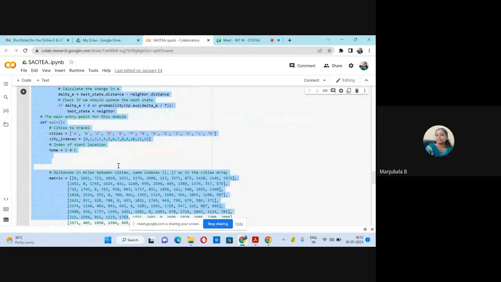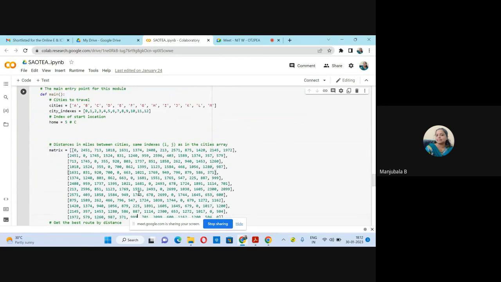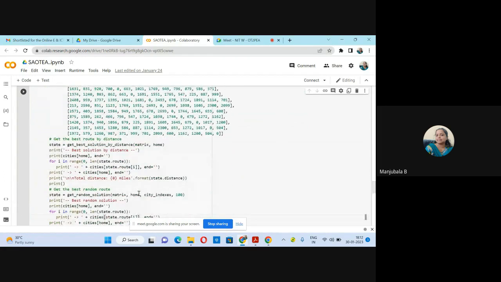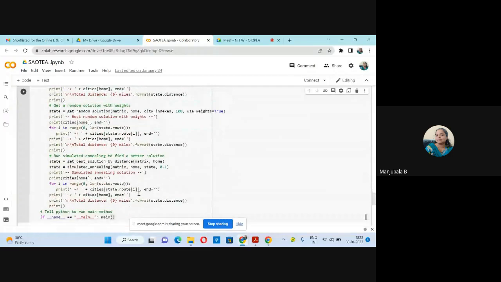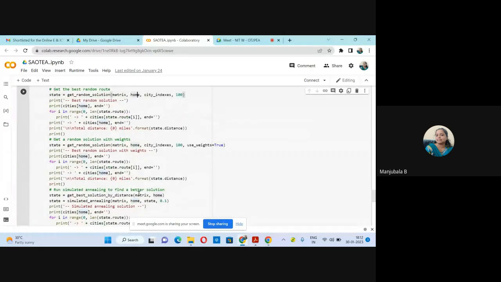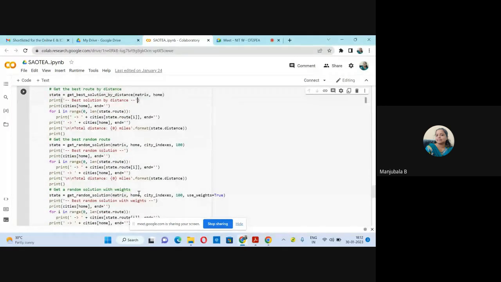So these are the cities from A to M. 12 cities are there. These are the indexes. Distances between the cities are given here, right? Let me go to the simulated annealing part. So here, this is the simulated annealing part that is written here.